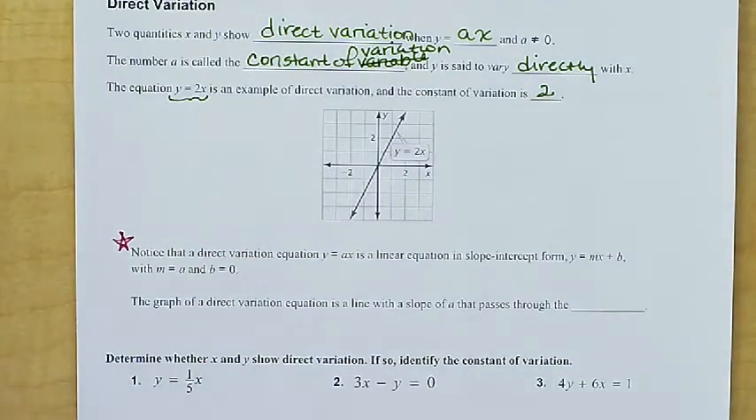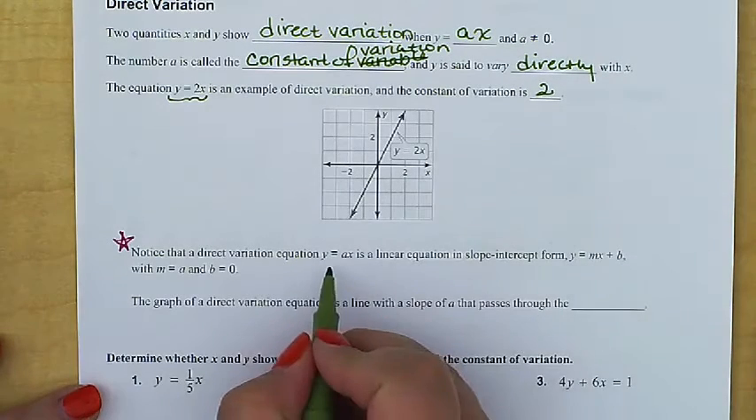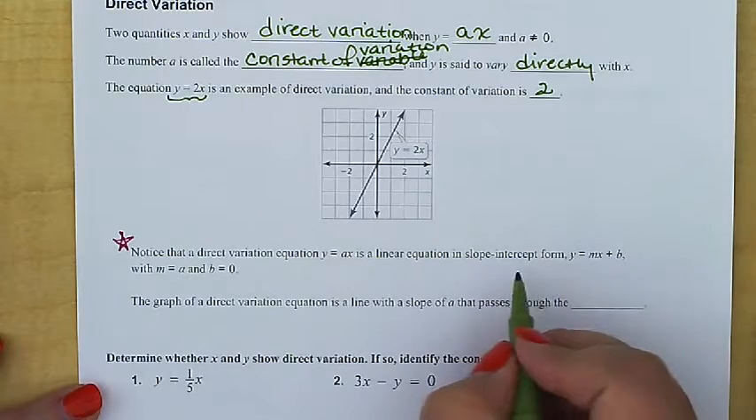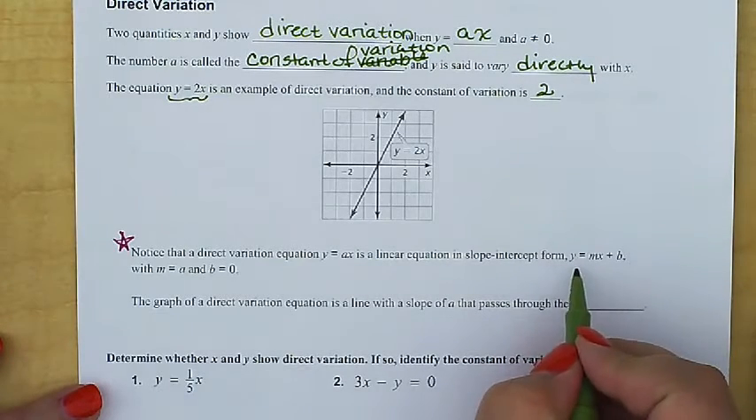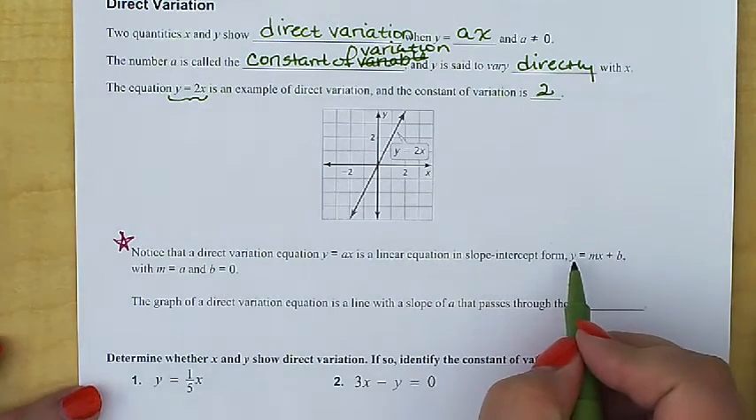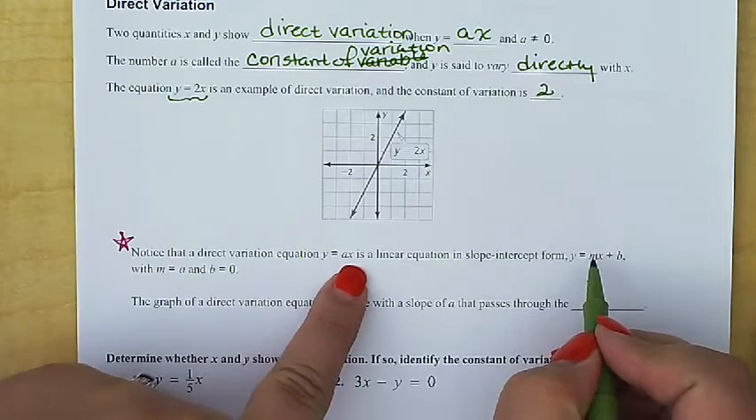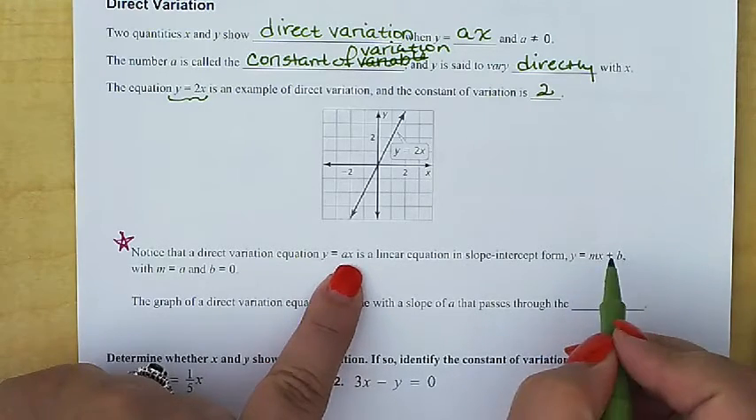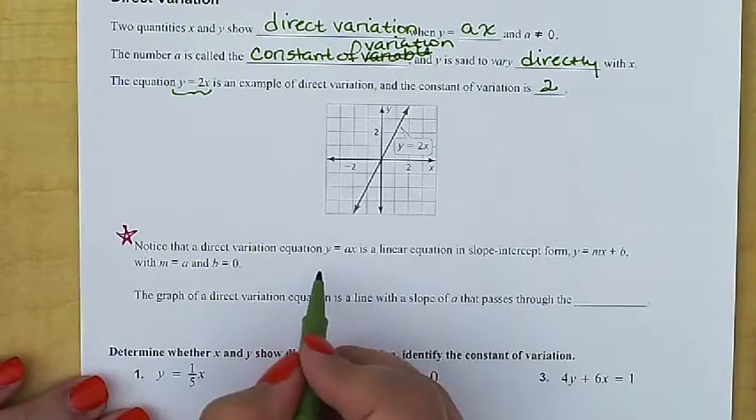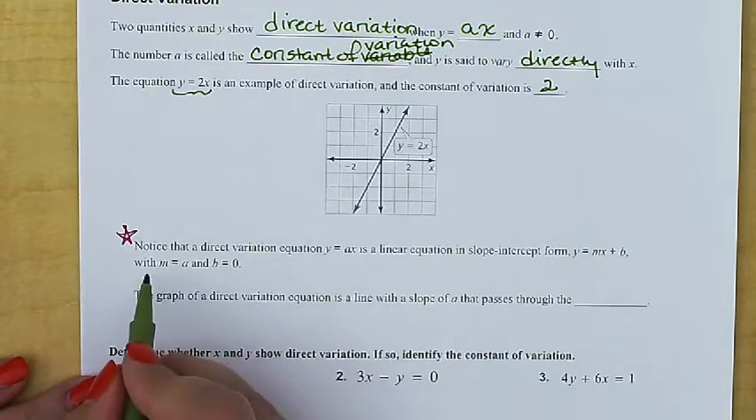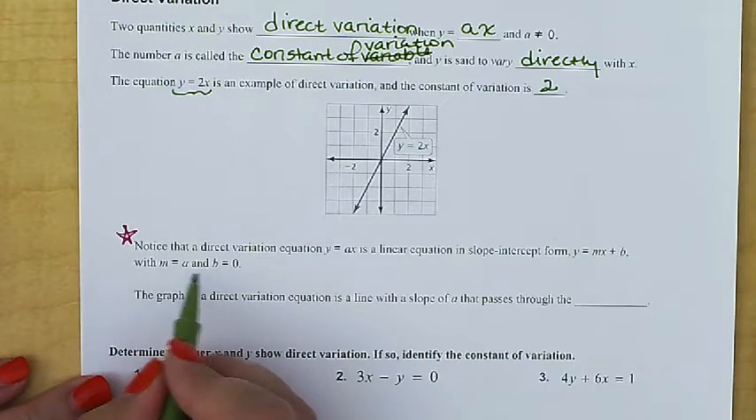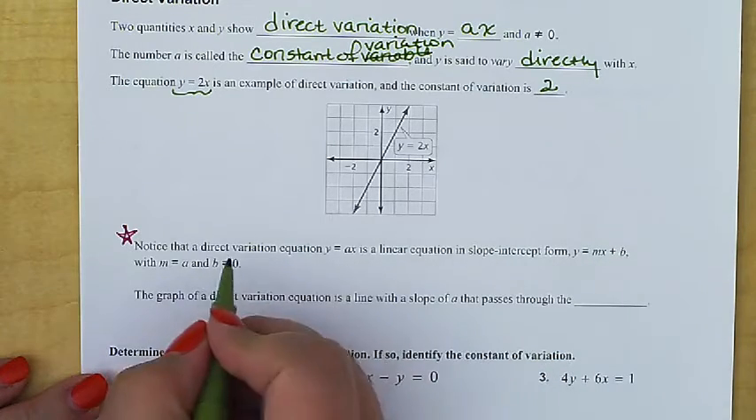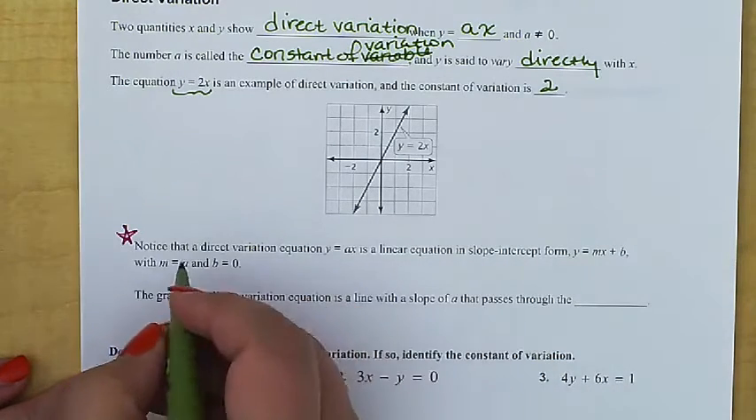Notice that a direct variation equation, y equals ax, is still a linear equation in slope-intercept form. So it still has that format where the y is isolated, equals, and then you have an x term. So what really is the difference between just a traditional y equals mx plus b linear and this special subgroup? Well, the big difference is that the b is 0. There is no plus or minus y-intercept because b is 0.